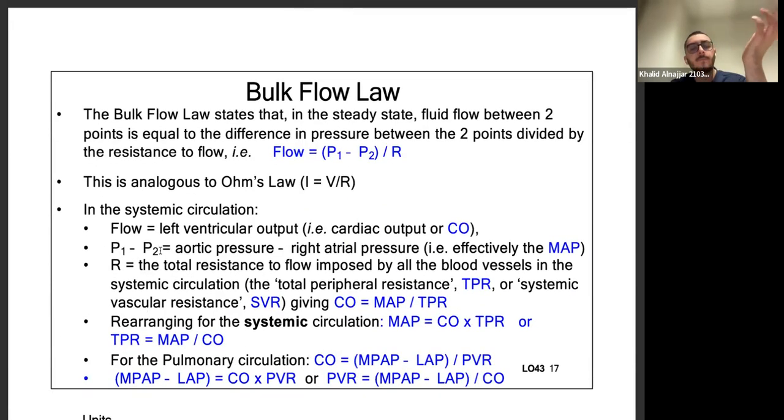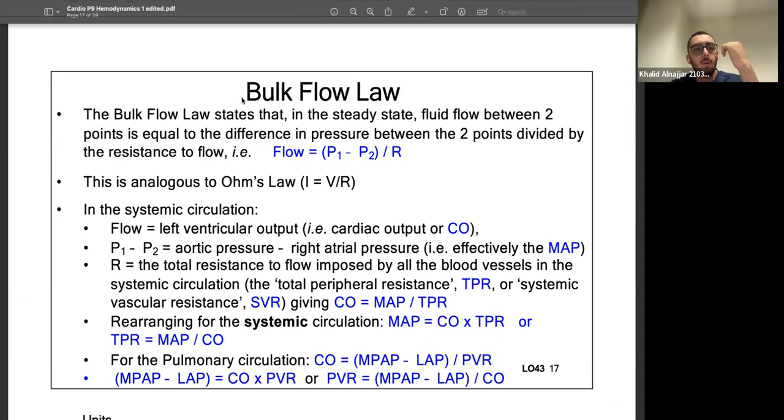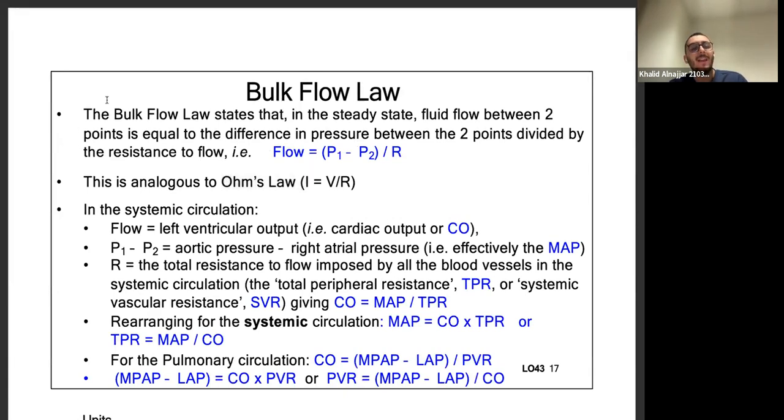Okay, bulk flow law. Bulk flow law is basically, let me explain it. It's analogous to Ohm's law. What's Ohm's law? Let's read. The bulk flow law states that in a steady state, fluid flowing between 2 points is equal to the difference in pressure between the same 2 points divided by the resistance to flow. And if we have blood flowing, the difference between the pressure of 2 points over the resistance will give us the flow.